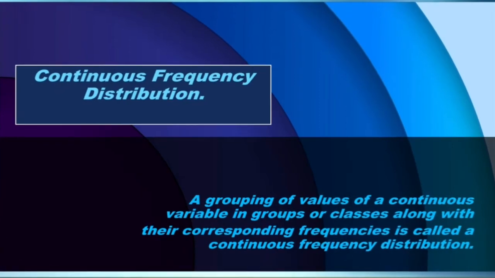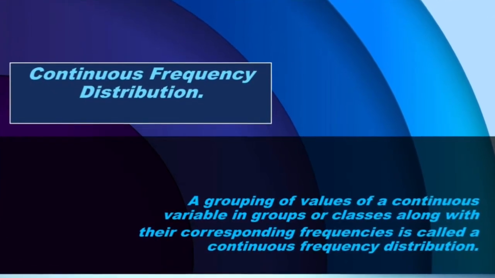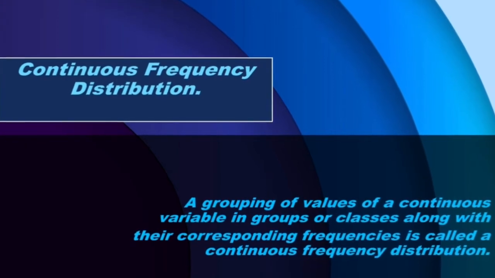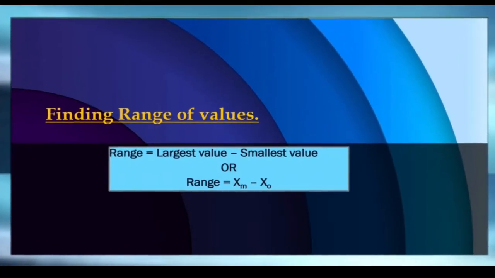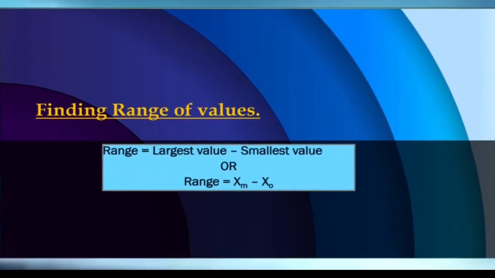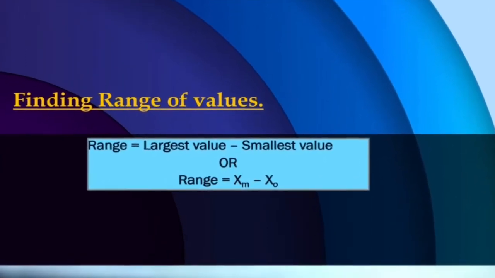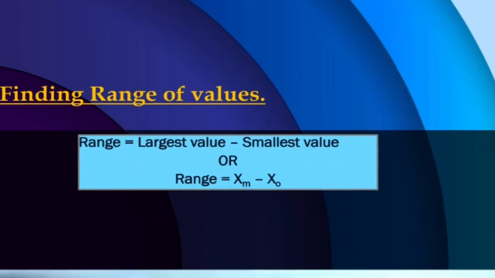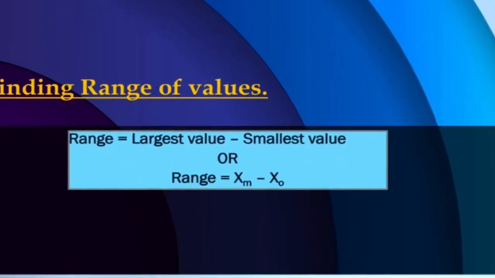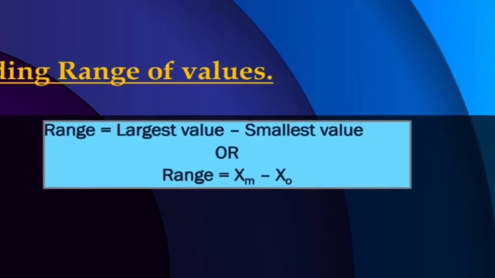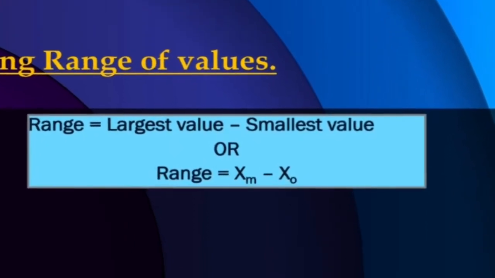Now, in the steps involved in construction of a continuous frequency distribution, the first step is finding the spread or dispersion through the range. Range is the difference between the largest and smallest value of data. That is, range is equal to xm, the largest value, minus x naught, the smallest value, or range is equal to xm minus x naught.